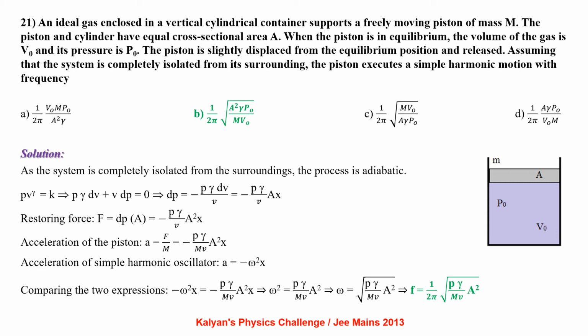Acceleration of the piston a equals F by m, that is minus P gamma by m V A square x. Acceleration of the simple harmonic oscillator a equals minus omega square x. Comparing the two expressions, we have minus omega square x equals minus P gamma by m V into A square x, from which we get omega equals root of P gamma A square by m V, from which frequency equals 1 by 2 pi root of P gamma A square by m V.